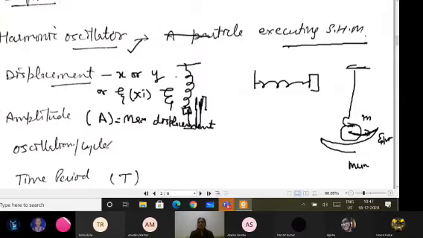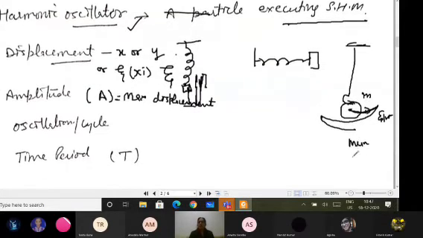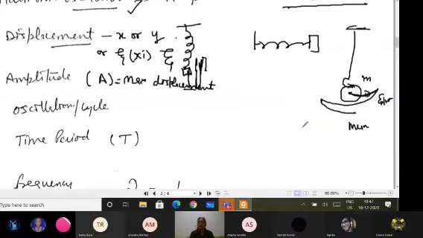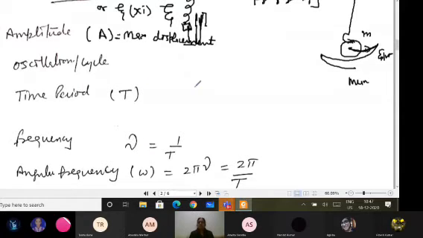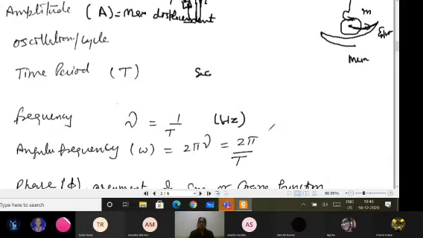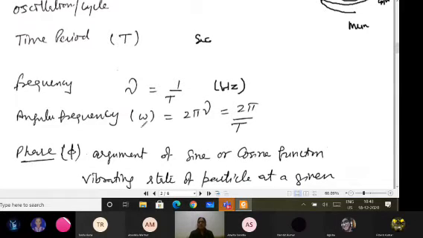What is a cycle? That is the complete cycle from the mean to the extreme, then to the mean, then to the other extreme, then to the mean. This is one complete cycle. The time taken to complete this cycle is known as the time period, denoted by capital T, measured in seconds. Frequency is the reciprocal of the time period, measured in hertz. You should know the units also; for displacement, it is centimeter or meter. Angular frequency, which I have just discussed with you, is 2 pi nu or 2 pi by T.